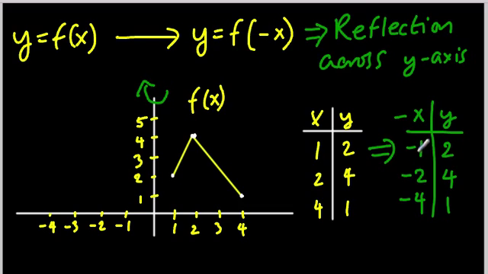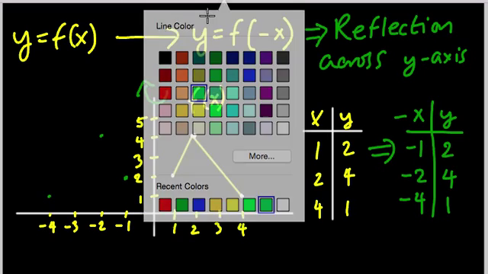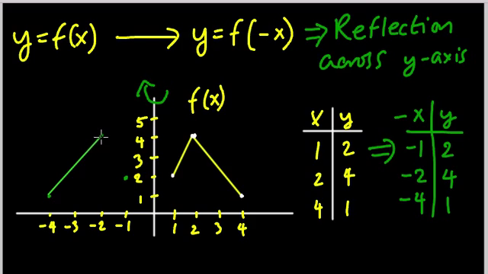Now let's plot it. Our first coordinate for our transformed function is (-1, 2). So here's (-1, 2), there's one point. And then there's (-2, 4). So -2, and that's about 4. And then finally (-4, 1), which is right about here. Then I'm just going to connect all these dots with straight lines, this point connected to that, and that point connected to that. And finally, I'm just going to label it.